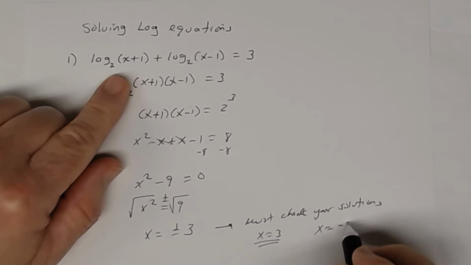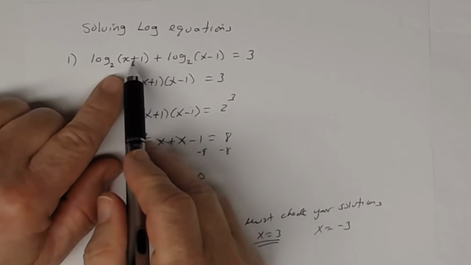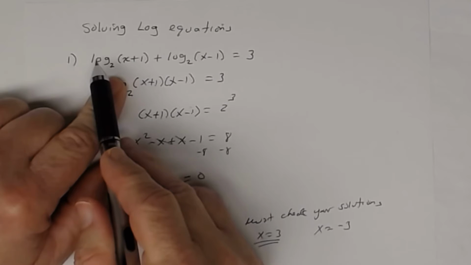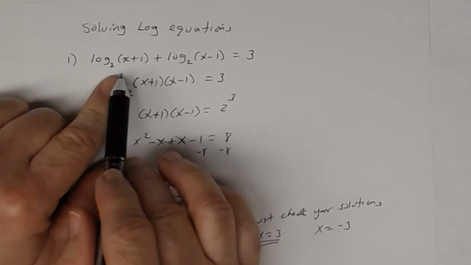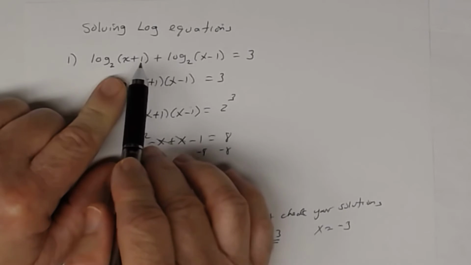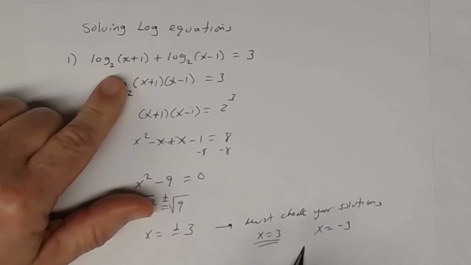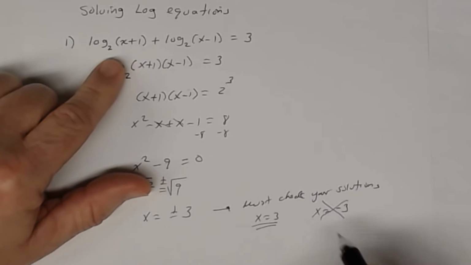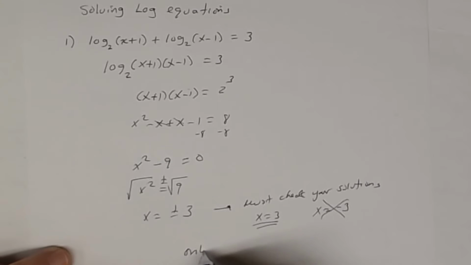Let's check if x equals negative 3. Negative 3 plus 1 is a negative 2. So right away, I know that I can't take the log of a negative 2. That's undefined. I can only take the log of a positive number. All right, not even 0. So that will not work. So the only solution is x equals 3. Okay?